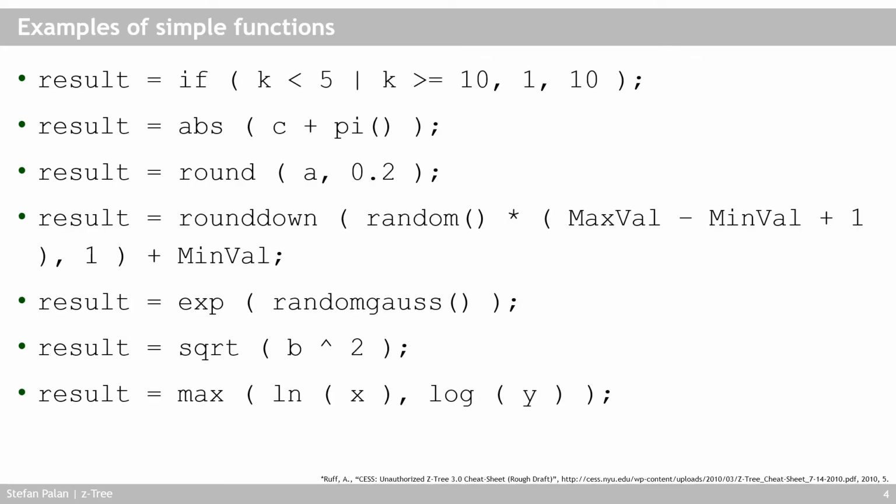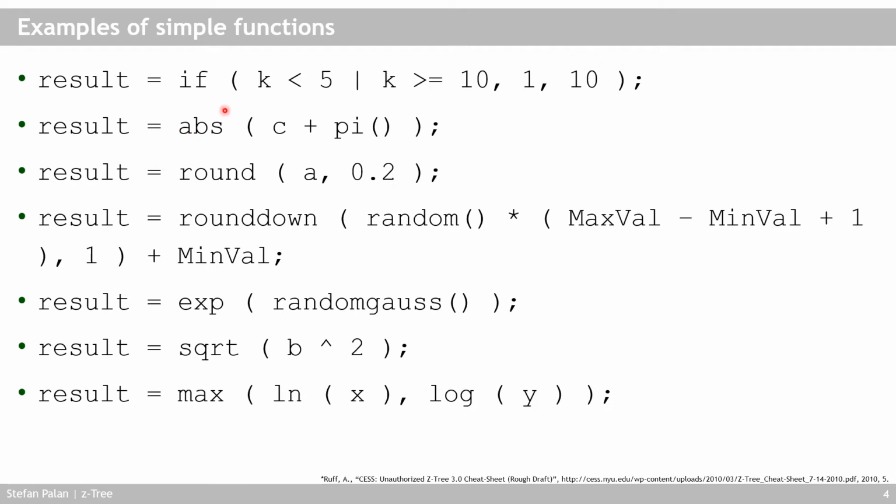Now settree allows for all the simple functions that you would expect in any kind of programming language. So it has an if function that allows you to make conditional statements: if k is less than 5, or, so that's the logical or, k is greater than or equal to 10, then return 1. So result would be set to 1 in this case, or return 10 otherwise.